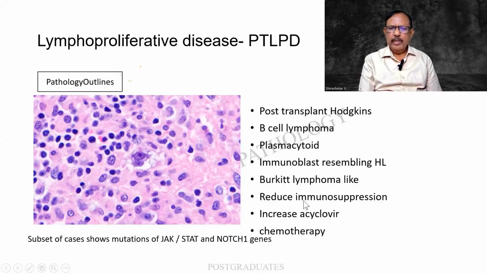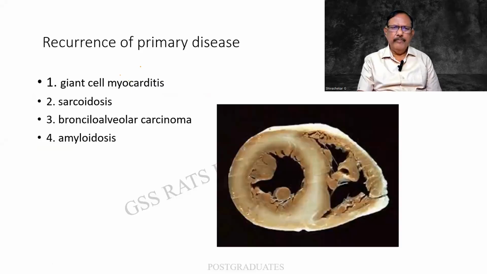So reduce the immunosuppression, increase the acyclovir. And this is a kind of a steroid that is given over here, either topical or systemic, and then the chemotherapy has to be given. So this is a double-edged sword. Reduction of the immunosuppression, increase in the chemotherapy.